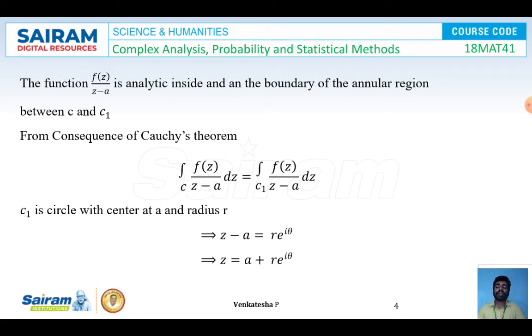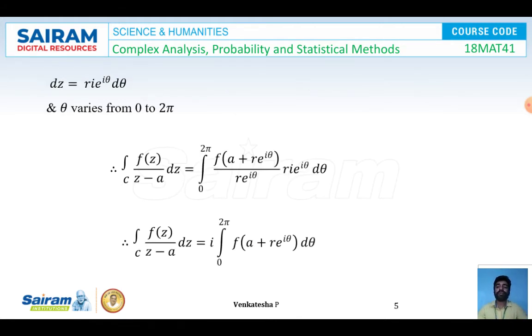Since C1 is a circle with center at A and radius r, we have the equation for the circle in the form z minus A is equal to r e power i theta. So I'll be getting z is equal to A plus r e power i theta. Now we have to find the value of dz and the limit for theta also. By differentiating this equation, dz is given by r i e power i theta d theta, and here the angle theta varies from 0 to 2 pi.